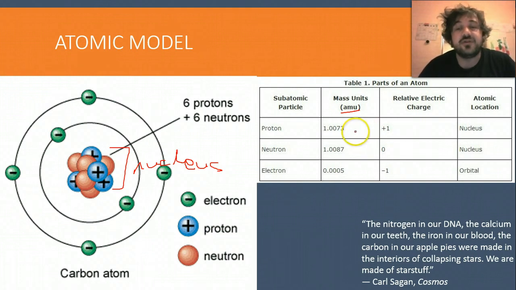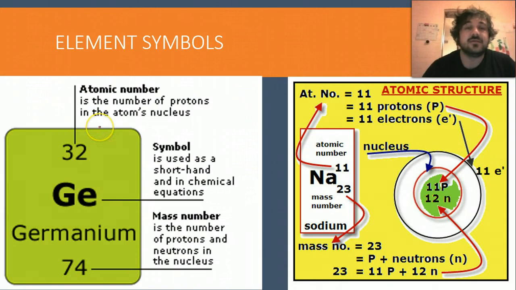So, protons and neutrons both have a mass unit of 1, whereas an electron is much smaller, 0.0005. Now, charge: neutrons are neutral, so that's fairly easy to remember. Electrons, however, have a charge of -1. Protons have an electrical charge of +1. This becomes very important when we start looking at the way chemical bonding happens. Where are they found? Protons and neutrons in the nucleus, electrons in the orbital, which means around the outside.